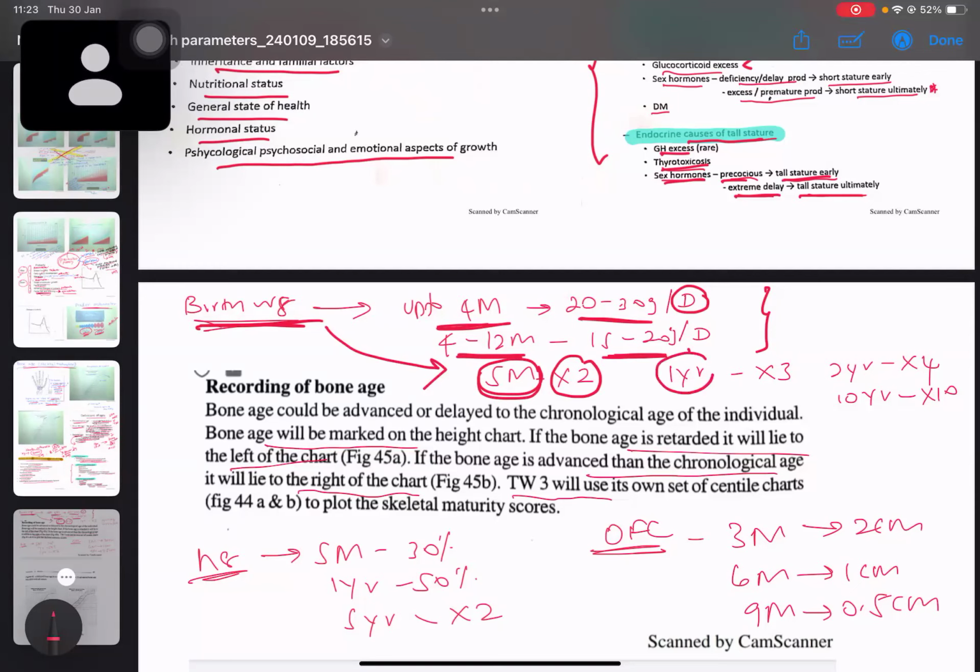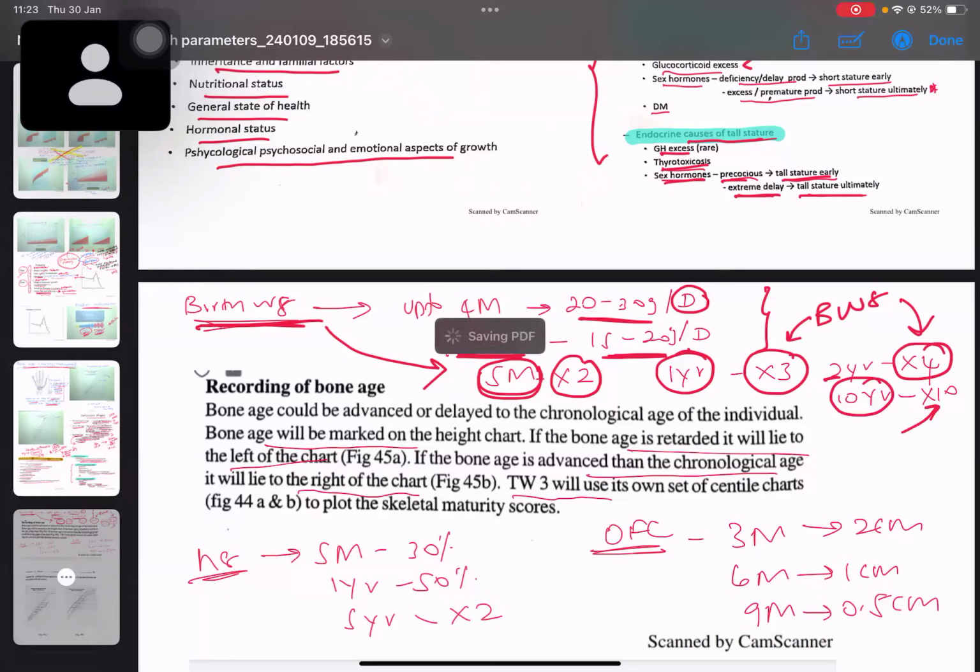At 1 year of age, the weight will be triple the birth weight. And at 2 years, it will be 4 times the birth weight. And at 5 years, it will be 10 times the birth weight. Okay, these are just MCQ points, usually given as true or false.